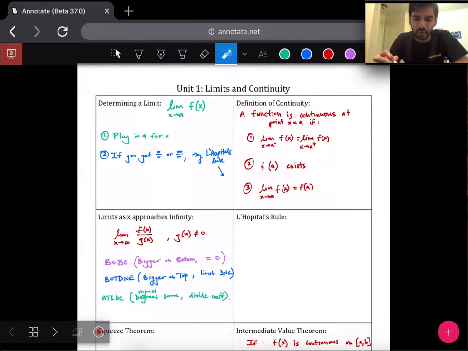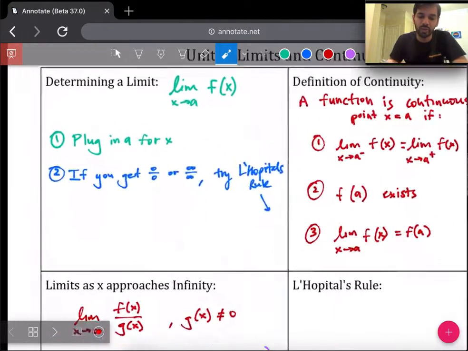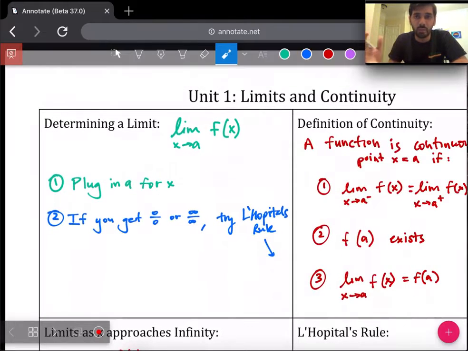Okay, so I'll talk about each box, but I may not write something for each box because I may have already written something in the box. Okay, so Unit 1 is all about limits and continuity. It was the first thing we learned at the beginning of the year.